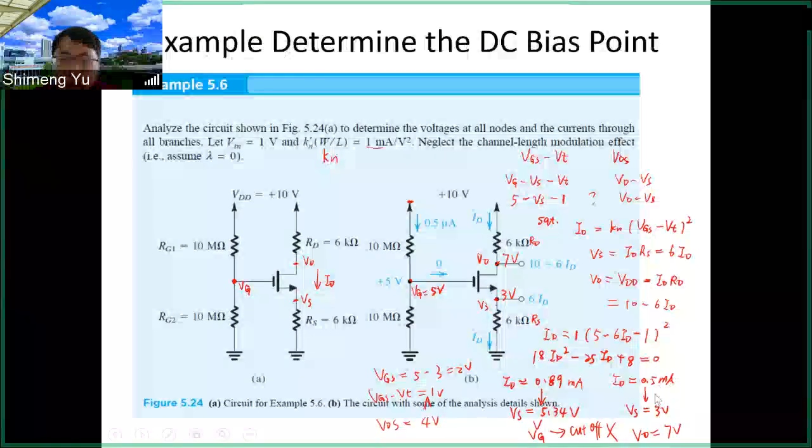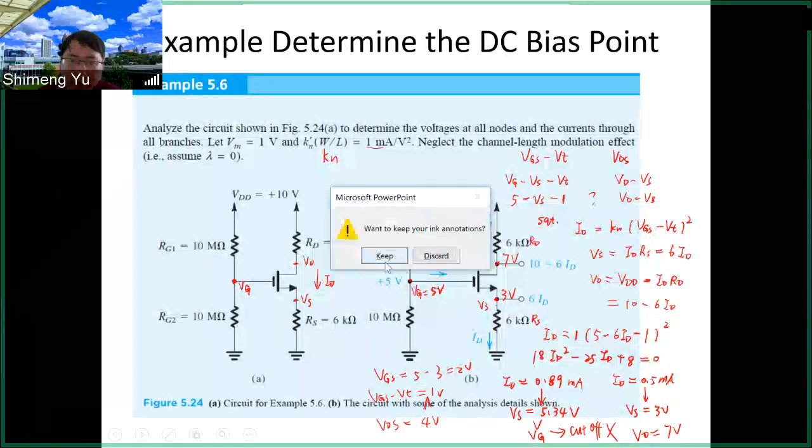This is valid. The circuit will only have one valid solution. If you start with a linear region assumption, you will also reach some values for the ID, but later if you verify that, it will be invalid. So any questions here?